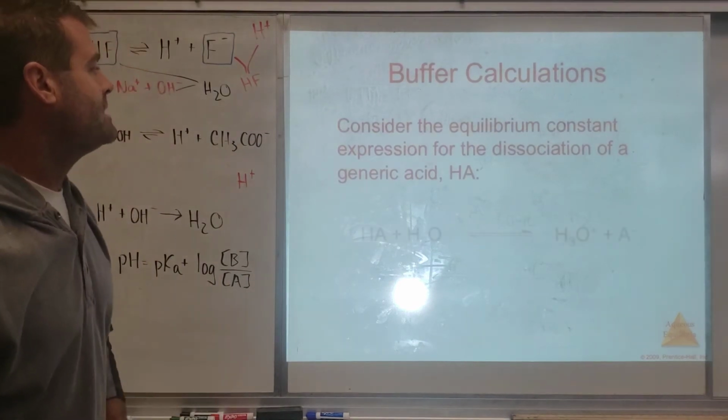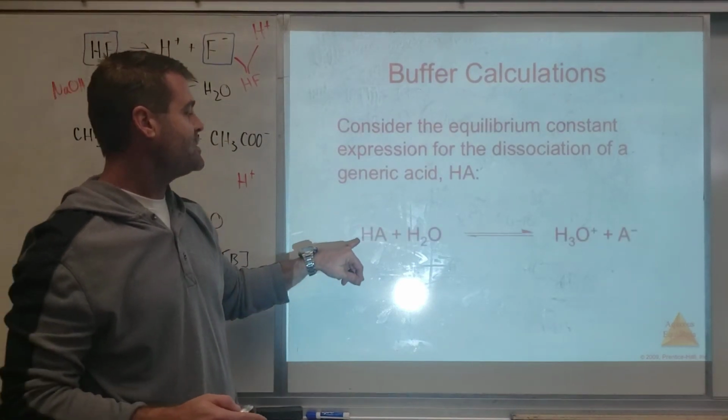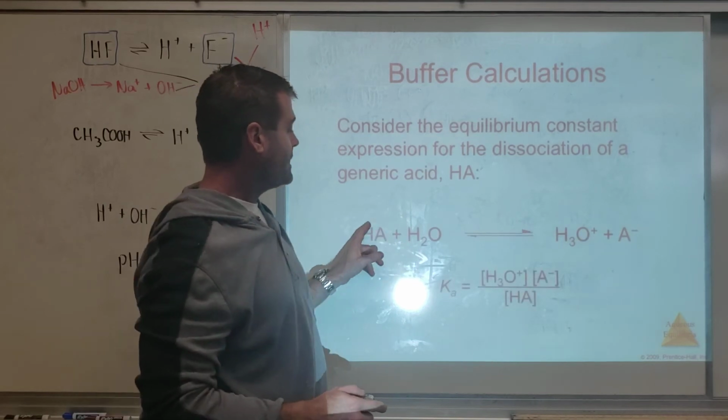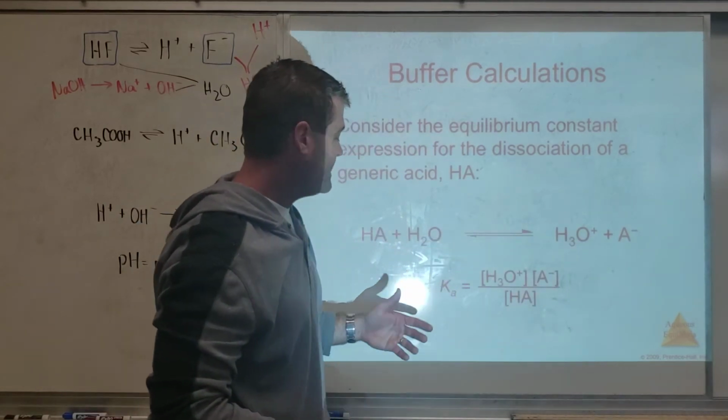Okay, consider the equilibrium constant expression for the dissociation of a generic acid HA. So we have HA with water, it gives a hydrogen to water, and you form the hydronium ion. Okay, so that's our Ka value.